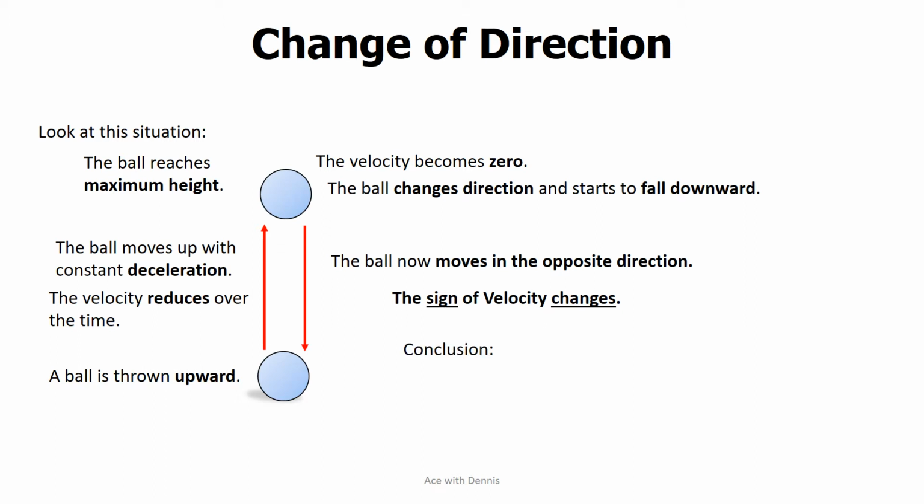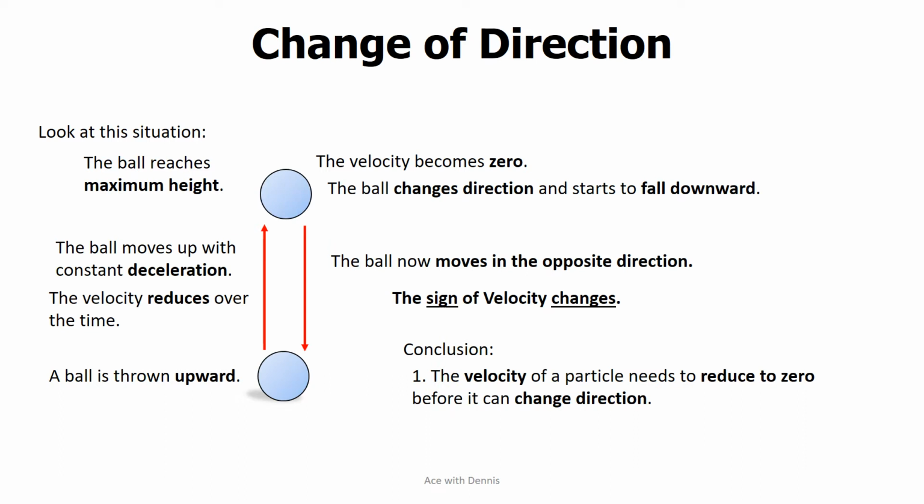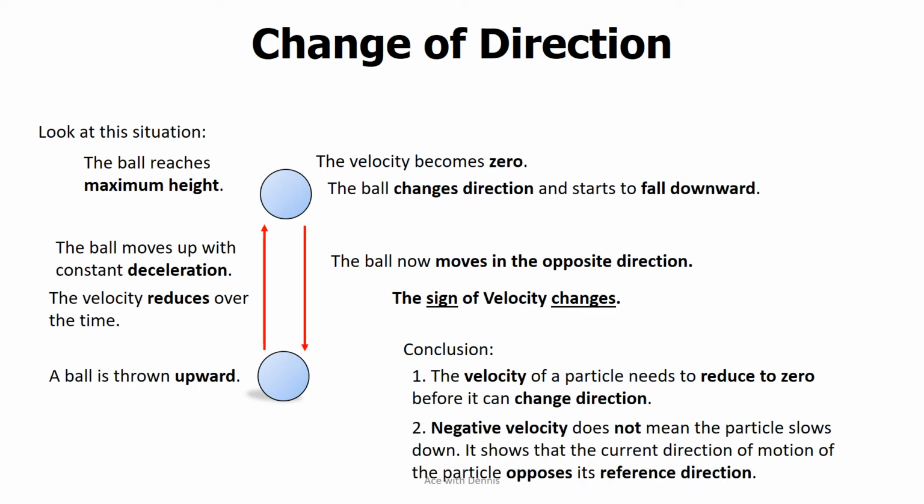Here are some conclusions that we can make. Number 1. The velocity of a particle needs to reduce to 0 before it can change direction. 2. Negative velocity does not mean the particle slows down. It shows that the current direction of motion of the particle opposes its reference direction.